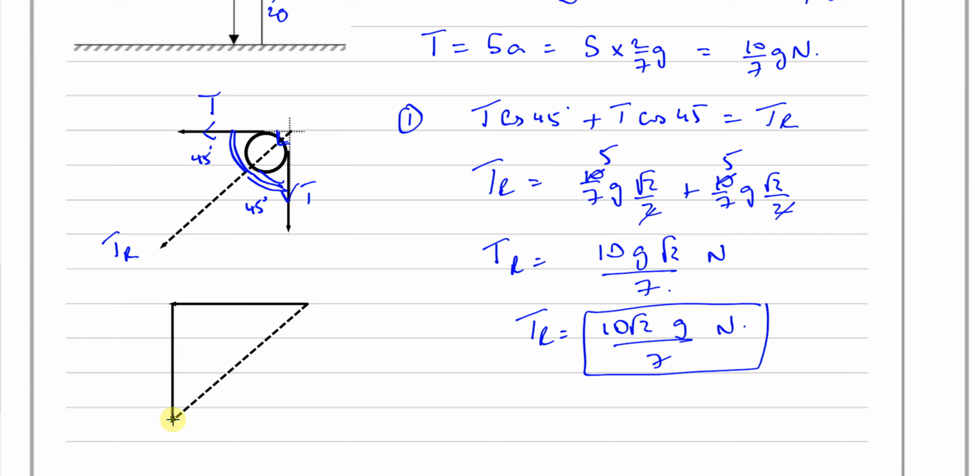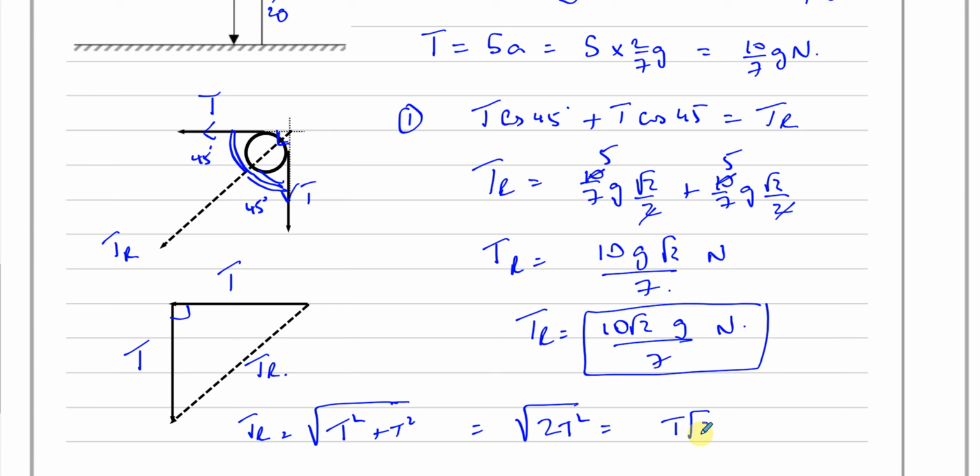That's the resultant force. So this is T and this is T. This is a right angle, and this is the resultant force, because there's a right angle between them. So we can say that the resultant force is equal to the square root of T squared plus T squared. So that's going to give you the square root of 2T squared, which is T times root 2.